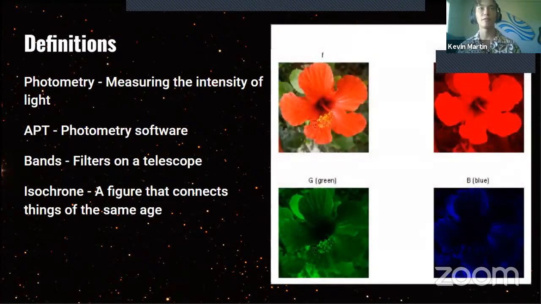And bands are filters on a telescope. If you look at this image, we can see a picture of a hibiscus. You can also see that it's split into 3 bands: red, green, and blue. And when you combine the 3 bands or filters together, you can get a full color image.